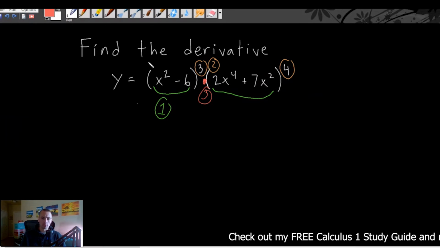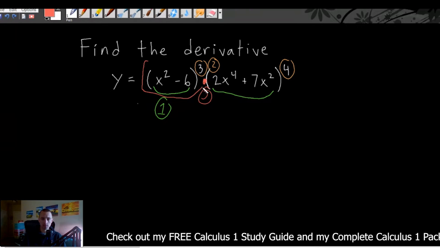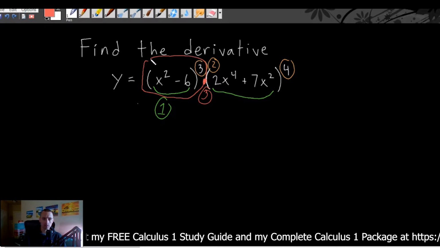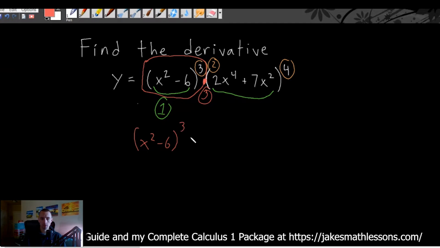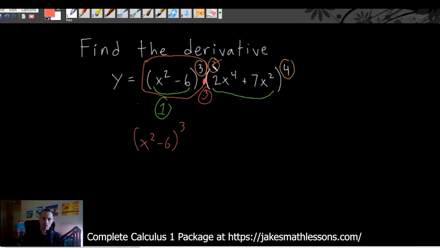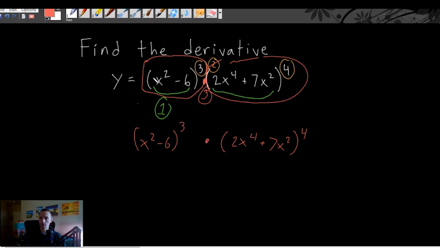Like I just said, we're going to want to do product rule first. So we want to basically think of the outermost pieces first. So basically, all of that, this x squared minus 6 all cubed, is one thing that's being multiplied, and then the other thing that's being multiplied is all of this. So basically the 2x to the fourth plus 7x squared all to the fourth. So basically the final step, based on order of operations, PEMDAS, the final step would be this product. So first we want to apply product rule.